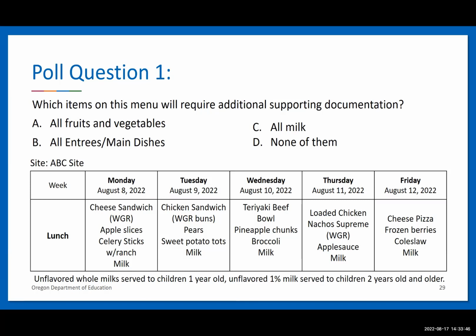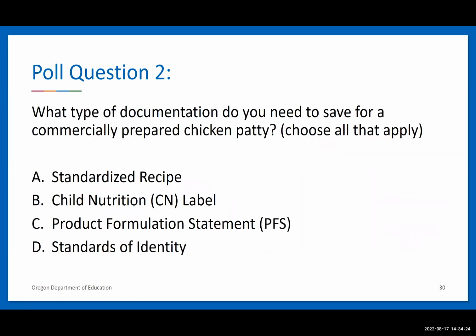Okay, so great job, everyone. So most of you chose the correct answer, which is B, all entrees or main dishes. And the reason why you need supporting documentation for all entrees is for several reasons. First, all combination foods that will credit for both the grain and meat alternate components will require supporting documentation. And at least 3 of the main dishes also include whole grain rich items as marked by the WGR. And all whole grain rich items will require additional supporting documentation. All right, so thanks everybody for doing that. So let's move on to a second poll question now.